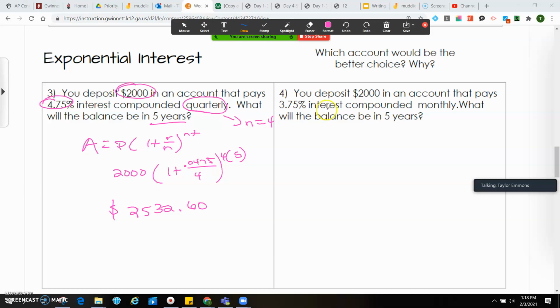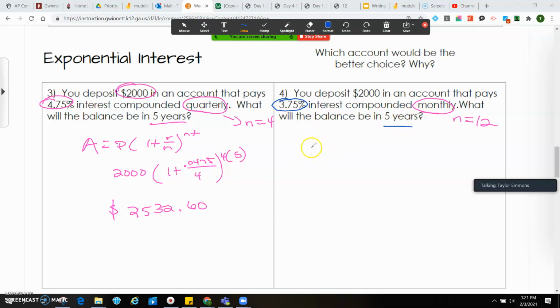Now, on number 4, it does say monthly. So that's going to change what our n is. How many months are there in a year? 12. Okay, so now our n is going to be 12. So I want you to repeat your process on number 4, just like what we did on number 3. Again, you deposit $2,000 in an account that pays 3.75% interest, compounded monthly, for 5 years.